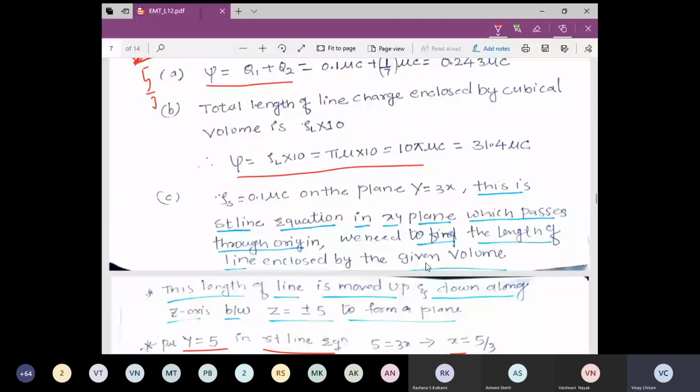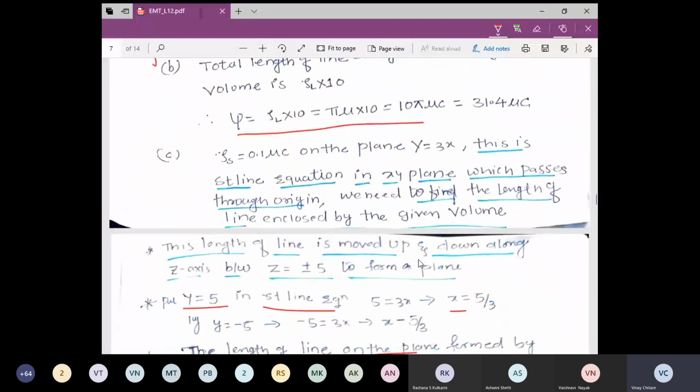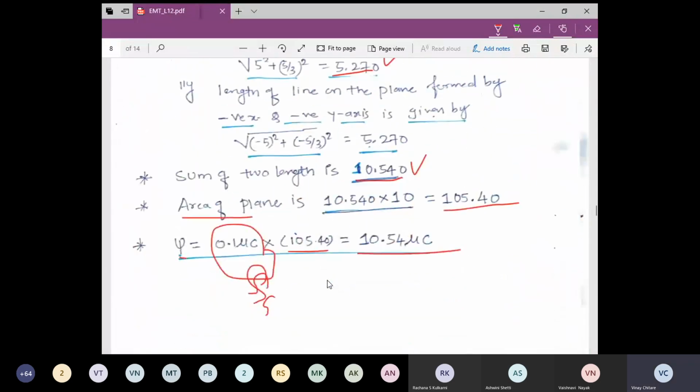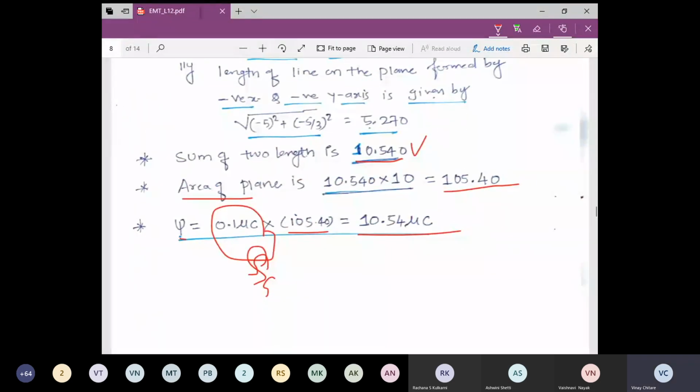So is this point clear? Any doubts? Yes?